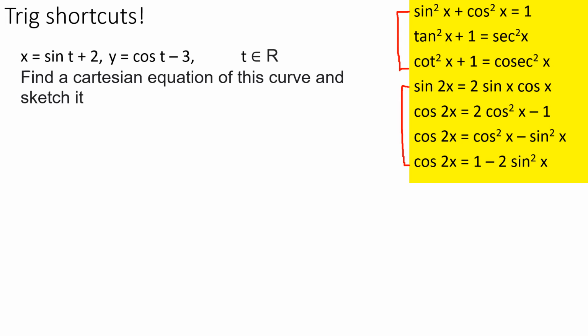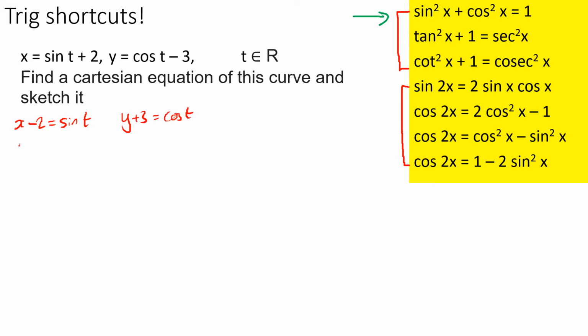So here we've got x is sine t plus 2 and y is cos t minus 3, and we want to find a Cartesian equation. In this case, we're going to use the very top equation, sine squared plus cos squared equals 1, because I can see that this involves a sine and a cos, and I know that's the only way that I can combine those two together. So here's what we're going to do. We're going to rearrange the first equation to be x minus 2 is equal to sine t, and the second equation to be y plus 3 equals cos t.